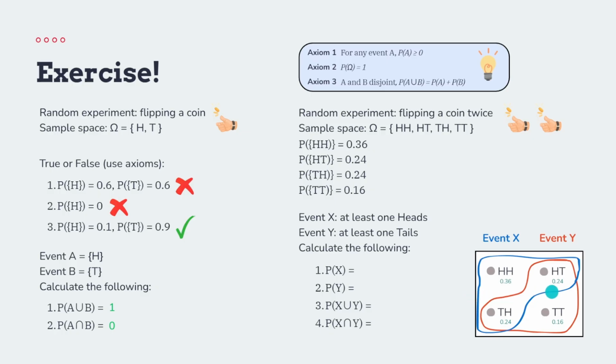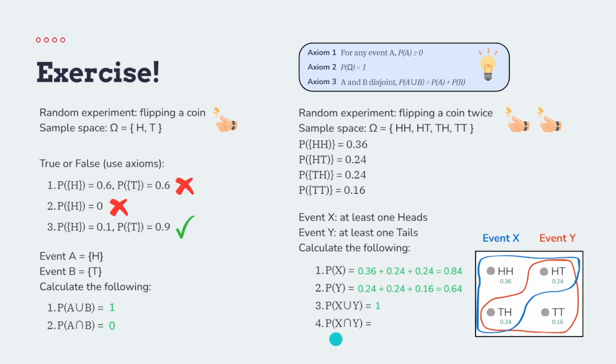0.36 plus 0.24 plus 0.24, and we get 0.84. For event Y, same. We add 0.24, 0.24, and 0.16, and we get 0.64. Now for probability of X union Y, well, this results in the sample space, and the probability of the sample space is equal to 1.